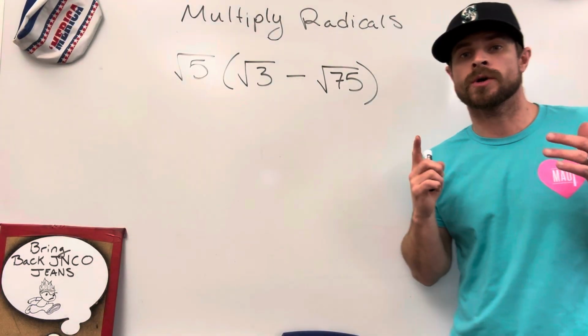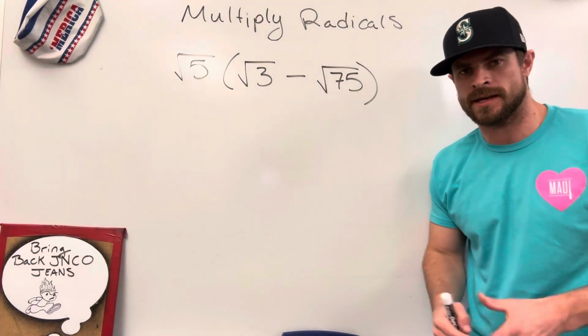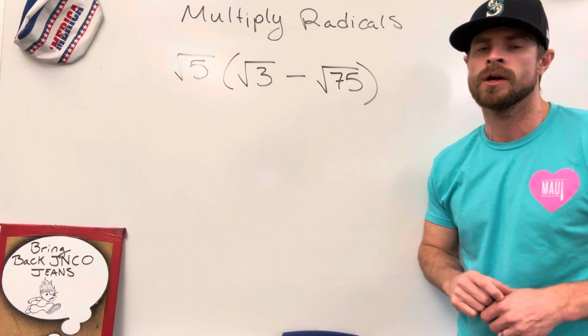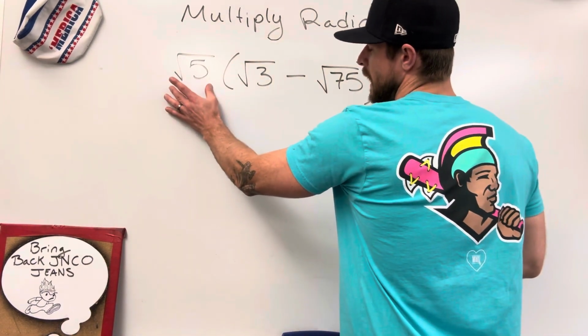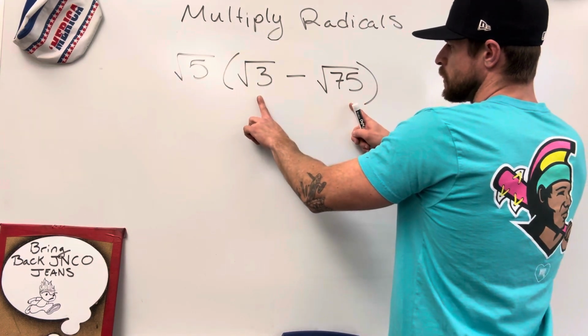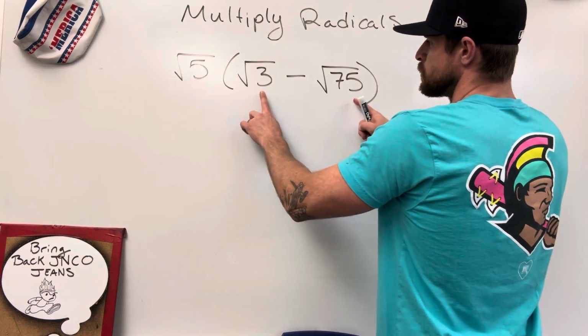All right, in this video, you are going to learn how to multiply your radicals together. I'm going to give you 3 examples to go over so that you can see different types of problems. In this case here, we've got root 5 outside of a binomial with 2 irrational roots inside of it.